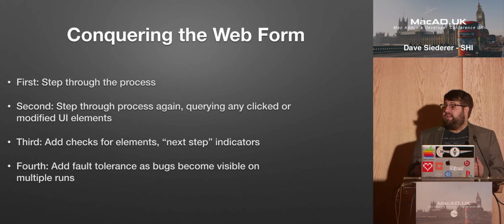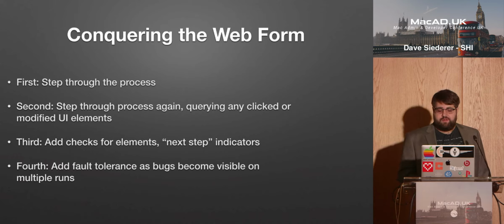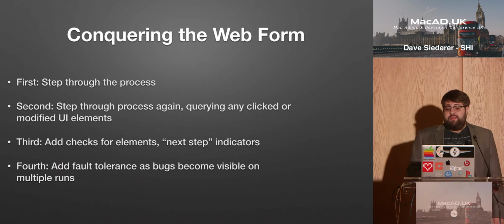So just in basic form, this is sort of how we're going to look at this. We want to step through the process first manually, step through it again. We're going to take a look at what elements are going to be required. We're going to add some checks for that as well, some sort of next step, ready to move on to the next part of our script. And finally, adding some fault tolerance as the bugs come, because they always will.